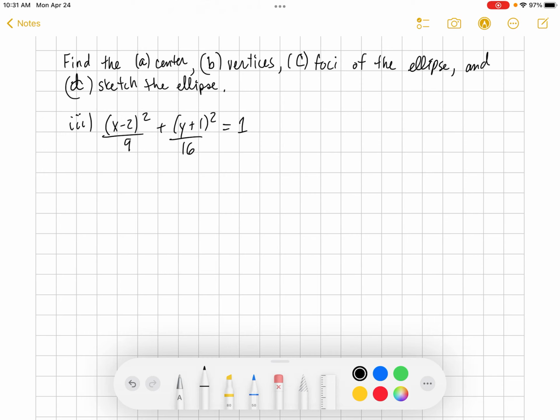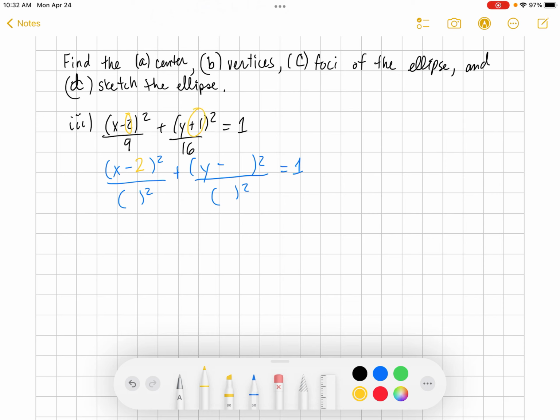Looks like we're recording, and yeah, we have another ellipse problem. We've got to find the center, the vertices, the foci, and sketch the graph. So I'm going to write this in sort of a standard form: x minus blank squared over blank squared plus y minus blank squared over blank squared equals 1.